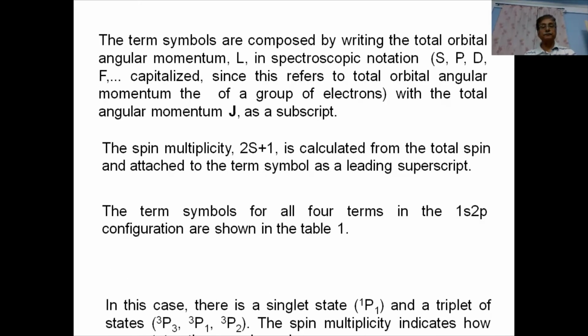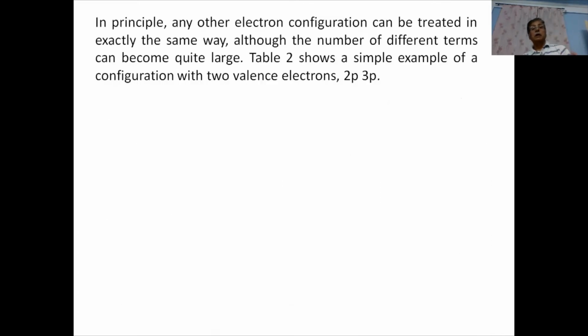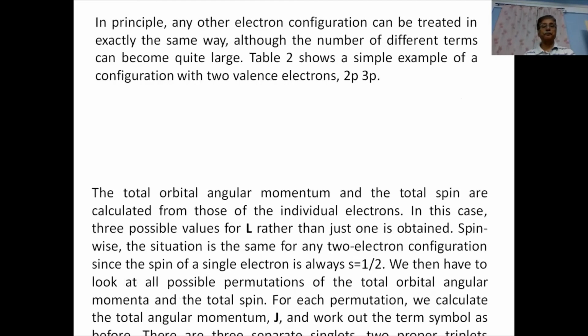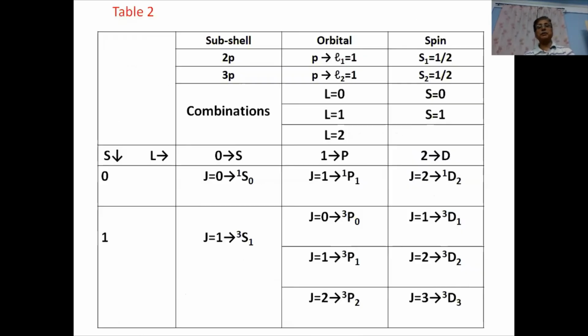Now, in principle, any other electron configuration can be treated in exactly the same way as we have seen in the last table. Although, of course, the number of different terms can become quite large. We have again a table for the combination 2p, 3p. Now let us go straight to the table.